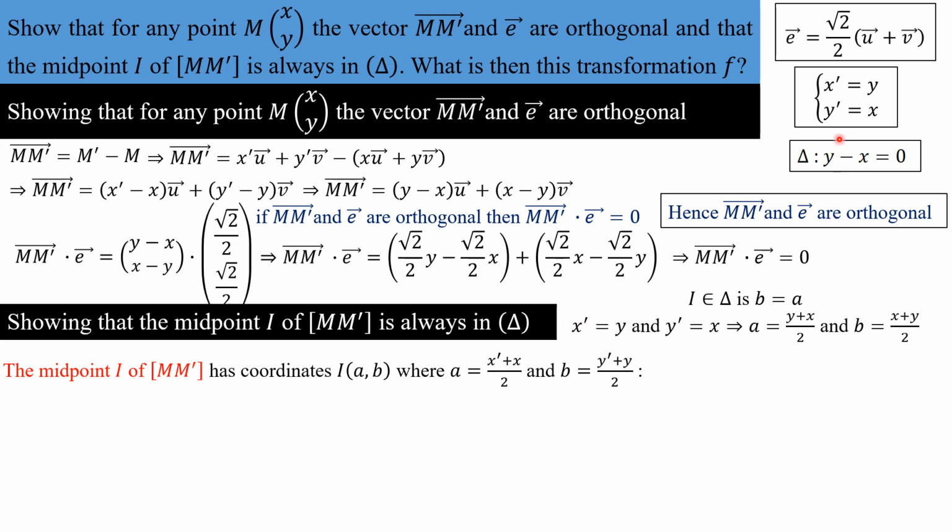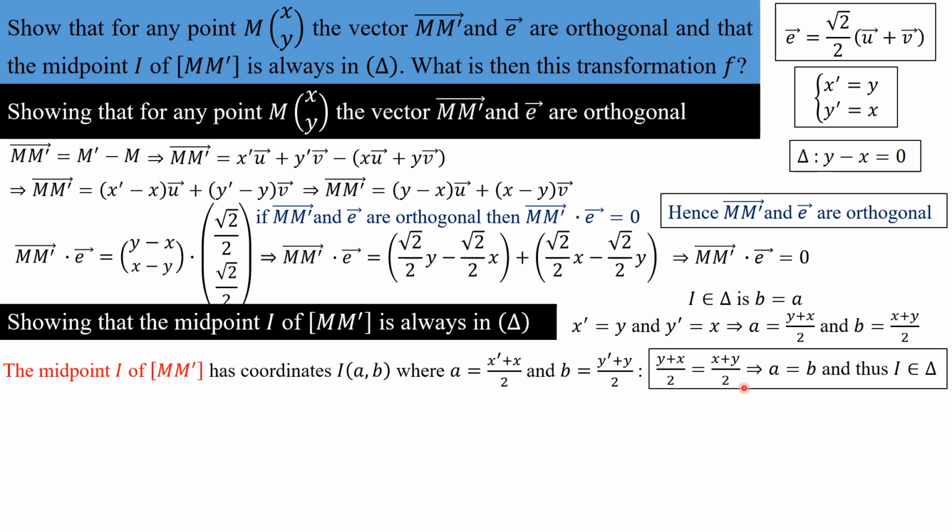Now since we have x prime equal to y and y prime equal to x, my A becomes, in place of x prime, I replace it with y. So I get A equal to (y plus x) divided by 2. Now what is my B? In place of y prime, I replace it with x, so I get (x plus y) divided by 2. Since (y plus x) divided by 2 is the same as (x plus y) divided by 2, then A is equal to B. So we can conclude that I, which is the midpoint of the segment MM prime, is always in my line delta.